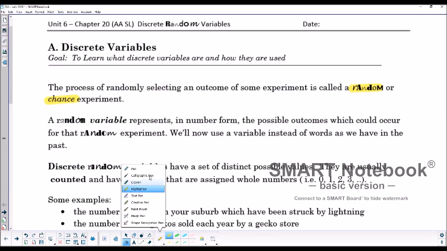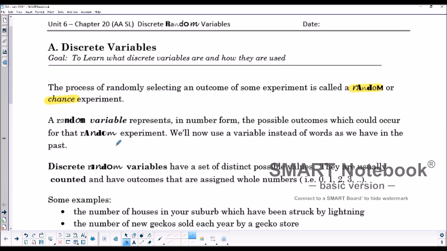And most of these times we're looking at certain outcomes. These are considered experiments. So flipping coins, flipping heads of coins, or rolling certain values on dice, those are called experiments. So a random variable is going to represent in number form the possible outcomes. So the number of outcomes of a specific thing that we're looking for.